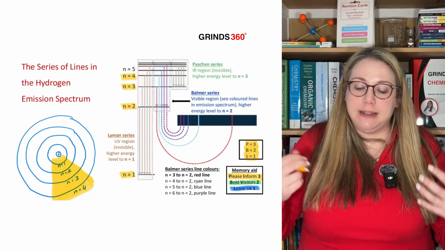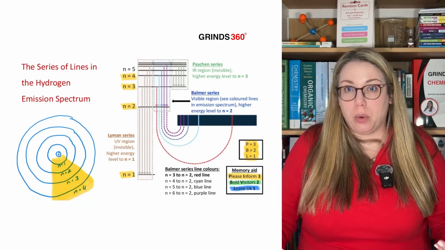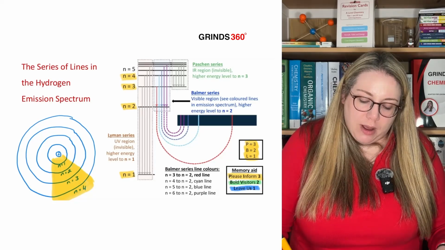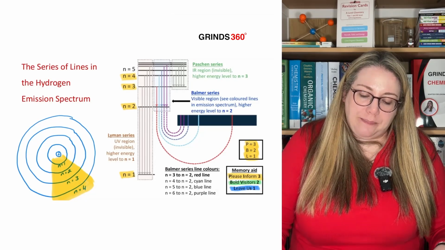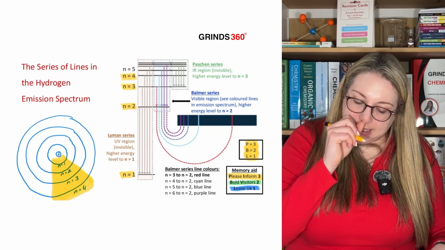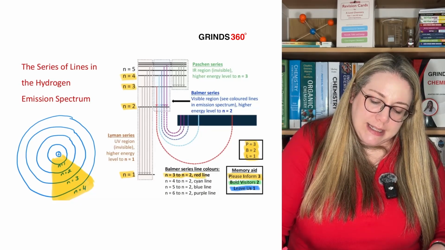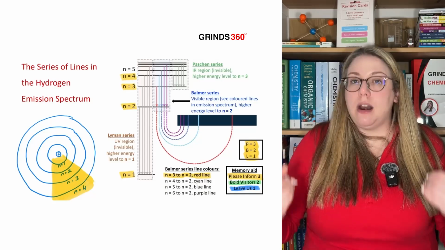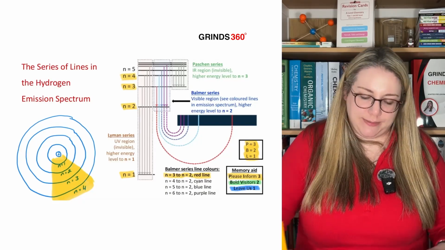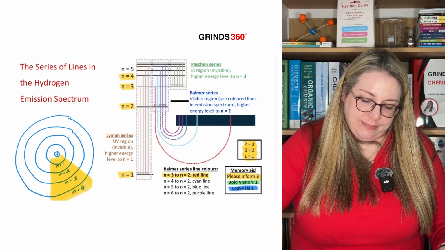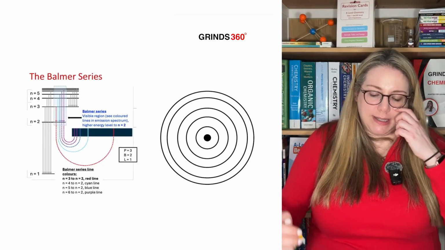And I'll go into them now in a second. We're actually going to deal with them one by one. But before I move on, I need you to highlight something on this diagram. So go down to the Balmer series. It's the left-hand side of the memory aid, and highlight n is equal to 3 to n is equal to 2, produces a red line. That's important. Right. Let's start off with the Balmer series.